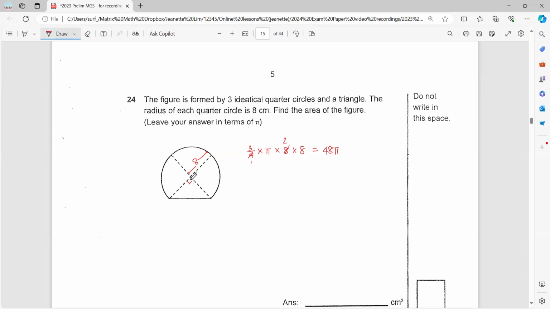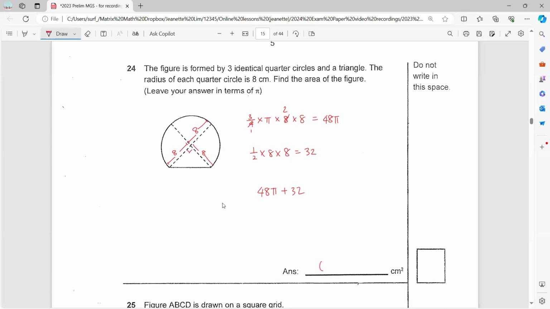The triangle, half times base times height. The base and height, you should be using perpendicular ones. So this is the base, this is the height. So half times 8 times 8. Half times 8 is 4, 4 times 8 is 32. So total, 48 pi plus 32. That's the answer. 48 pi plus 32 square cm.